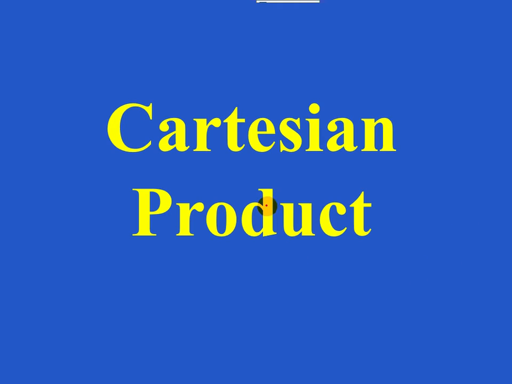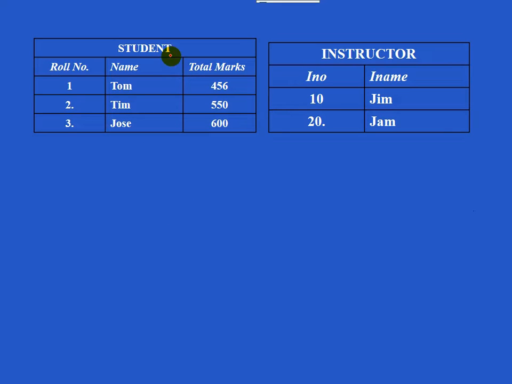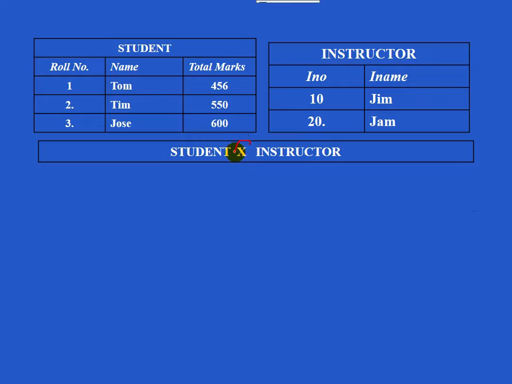The next operation that you can perform on tables or relations is the Cartesian product of two relations. Let me explain Cartesian product using an example. Consider the two tables, student and instructor. Cartesian product of two relations is represented using the symbol x.